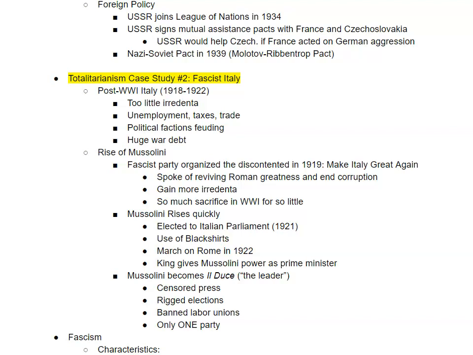In this video on totalitarianism, we will look at case study number 2, Fascist Italy. We'll explore the rise of Mussolini and the characteristics of Italian fascism.